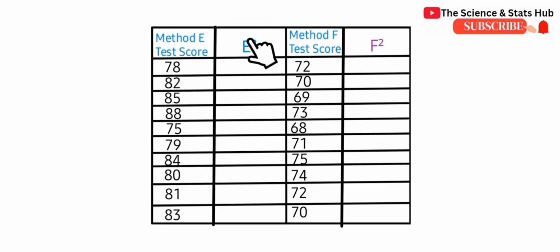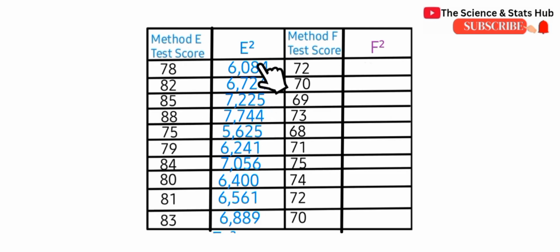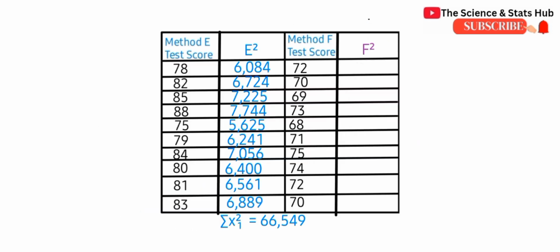78 squared, 82 squared, 85 squared, 88 squared, 75 squared, 79 squared, 80 squared, 81 squared, 83 squared. Sum of these values: 6084 plus ... gives this value. Let's get the square of each of these values.